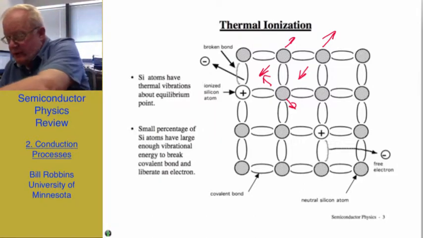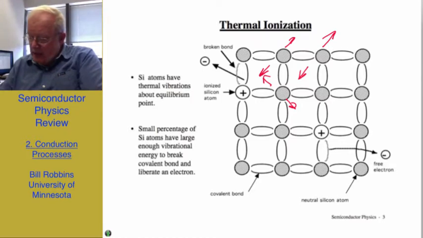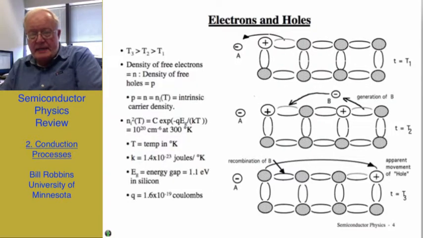We need to consider this thermal ionization process in a little bit more detail, because just counting electrons is not sufficient. On this next slide I show a series of 3 separate times. At time t1, in this upper picture, I have a silicon atom that's been ionized and created a free electron that I'm calling A. At a somewhat later time, a second electron, which I've labeled B, has been liberated from another covalent bond site, leaving a second silicon atom ionized.